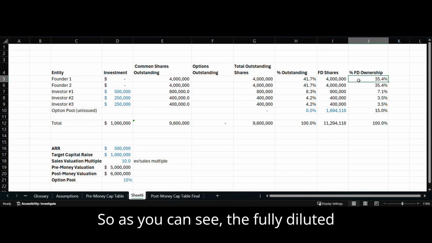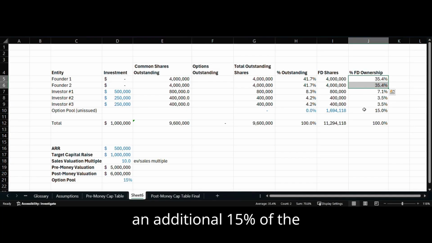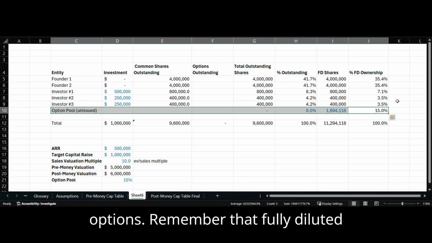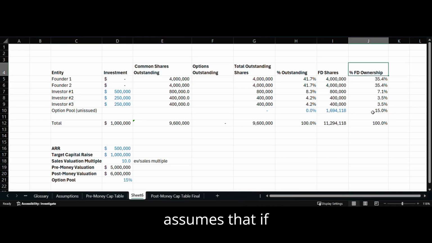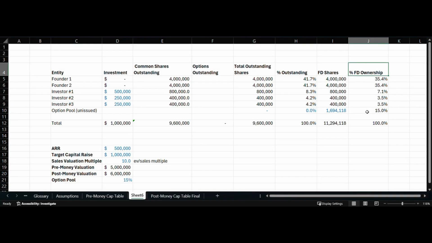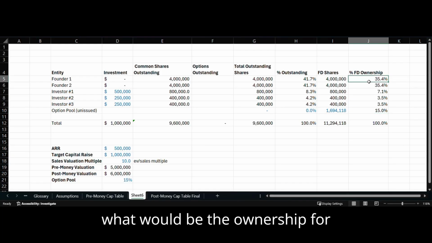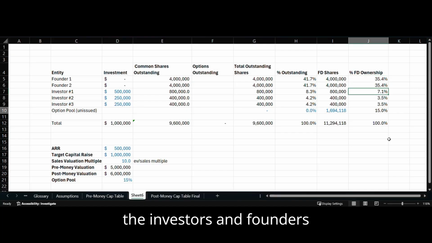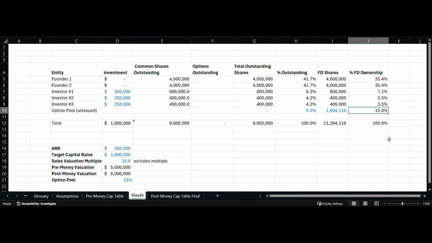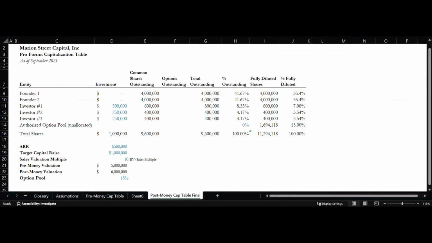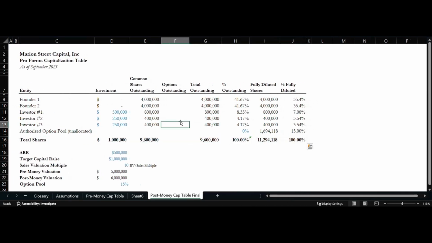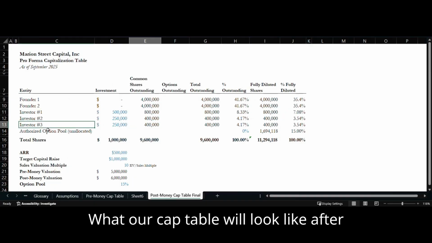So as you can see, the fully diluted ownership here is smaller because there's an additional 15% of the company that has been allocated to options. Remember that fully diluted assumes that if every single instrument is exercised, what would be the ownership for the investors and founders in the cap table? Well, this is what it looks like. Now we know what our cap table will look like after we raise $1 million.